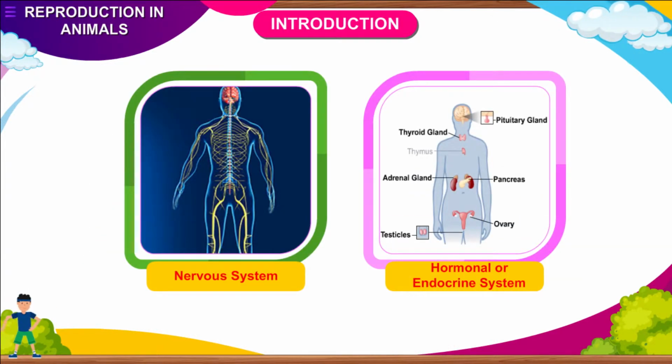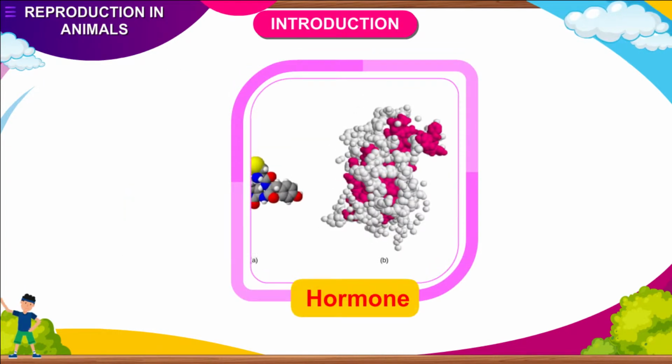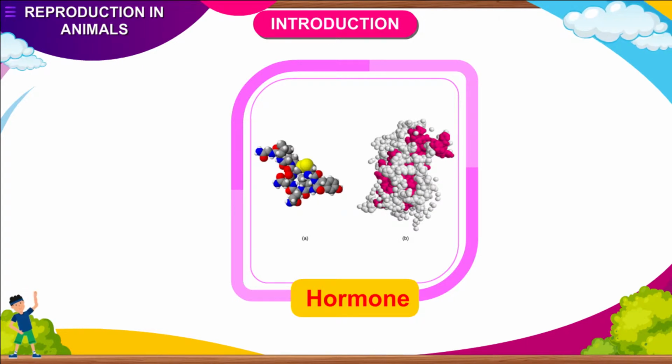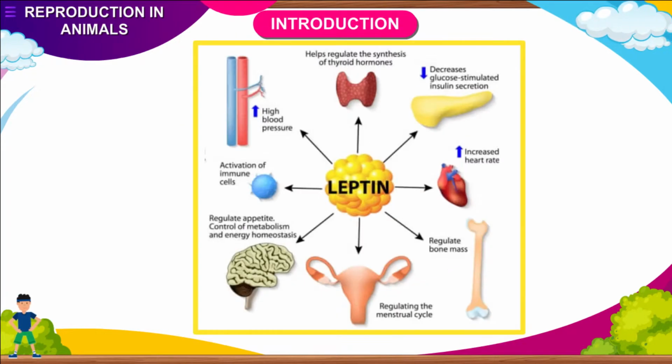and the hormonal or endocrine system. Reproduction is a part of the endocrine system. Hence, the hormones are involved. A hormone is a chemical substance that is secreted into the body fluids by one cell or a group of cells that exerts a physiological control affecting other cells of the body.